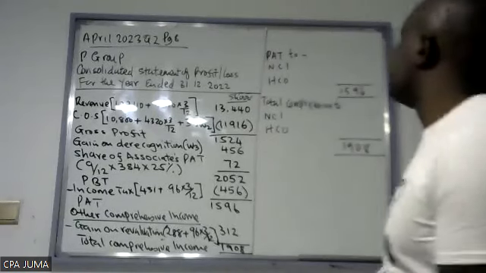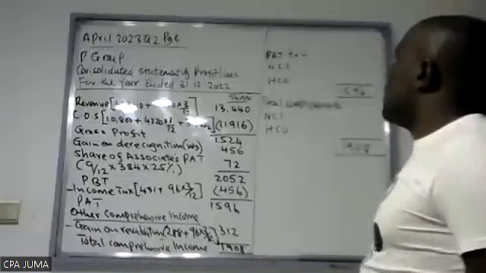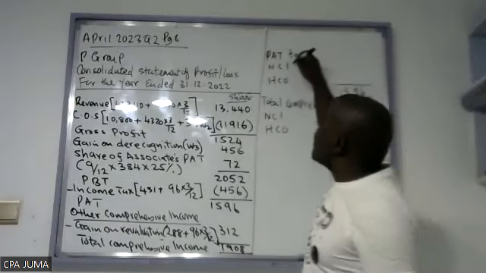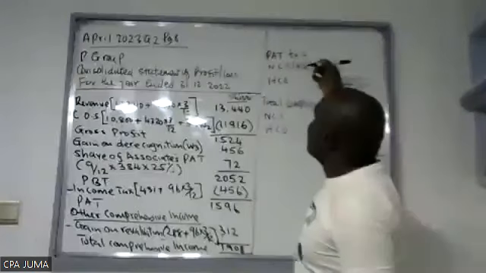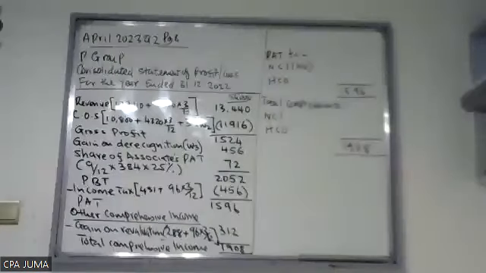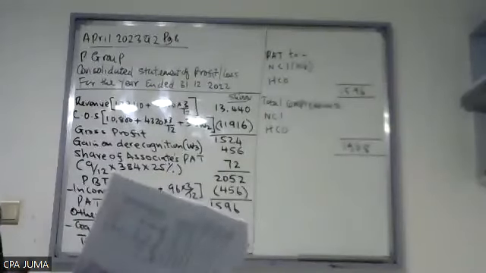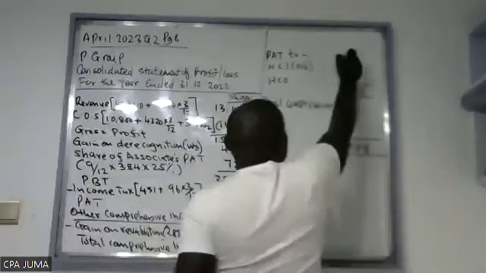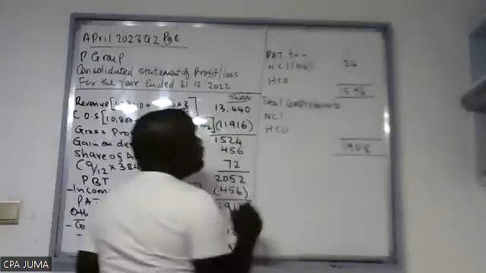Are people ready? So what was the PAT share of NCI? It's the last working we did, check working 6. What did we get? In working 6, it was 24. So minority went with the 24.